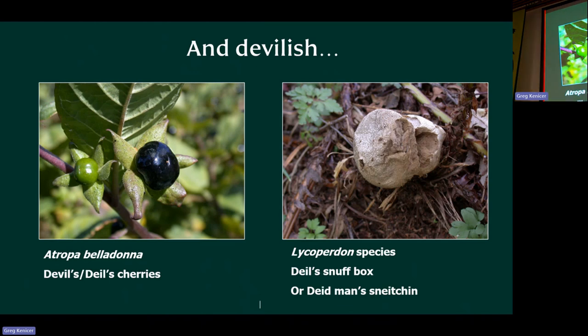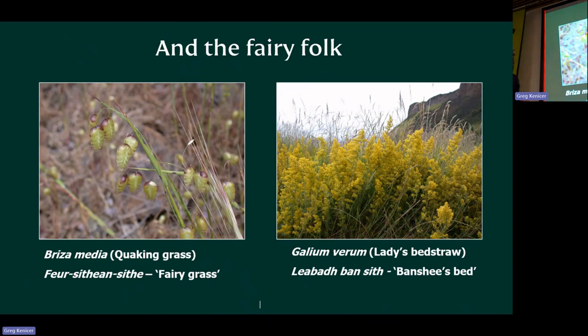And then this wee thing here is devil's snuff box, or dead man's sneeshing. And the sneeshing would be a thing you take your snuff from as well. So again, anything on the ground is often associated with the dead. And we've got quite a lot associated with the fairy folk. So stuff like this, quaking grass pops up as fairy grass. And here, lady's bedstraw, again, tying not just to our Lady, so not just the Virgin Mary, but here the fairy folk. So this kind of like the fairy woman's bed or the banshee's bed is here.